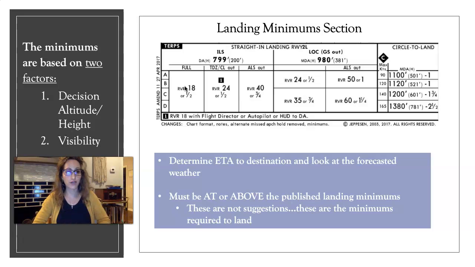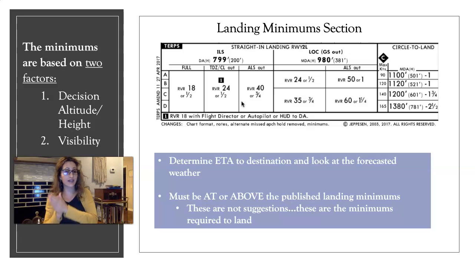Then we would look at the forecasted and the observed weather, and we would see where the cloud layers are, called our ceiling, and we would look at our visibility. And we would make sure that we at least have what is published in these minimums. These aren't called landing maybes, these are called landing minimums. This is the minimum you have to have in order to fly to that airport.